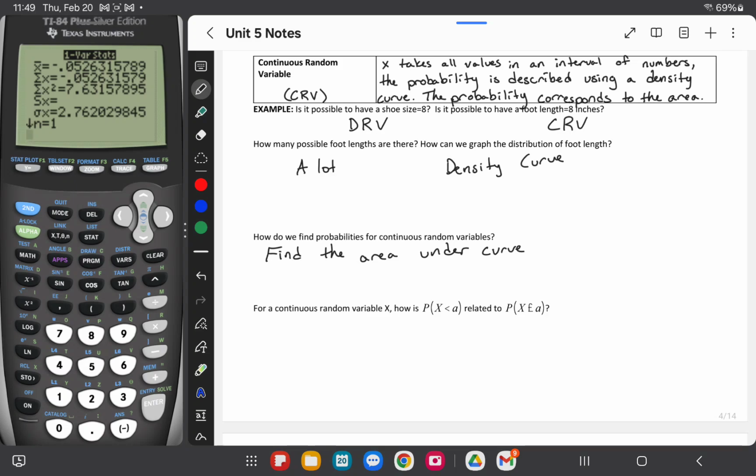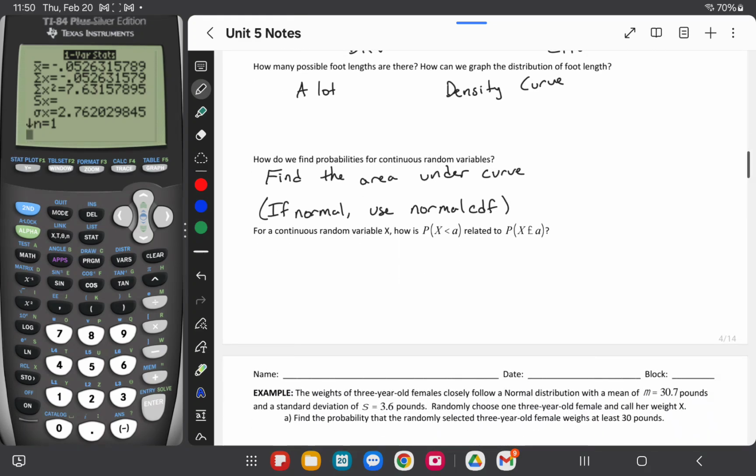Now, ideally, if it's normal, then we can just continue to use what we saw in unit 3. Then we can use the normal CDF function of our calculator in order to calculate those. So ideally, that's what's going to happen, is we're going to not only know that it's continuous, but also that it's approximately normal and be able to use normal CDF to find those probabilities.